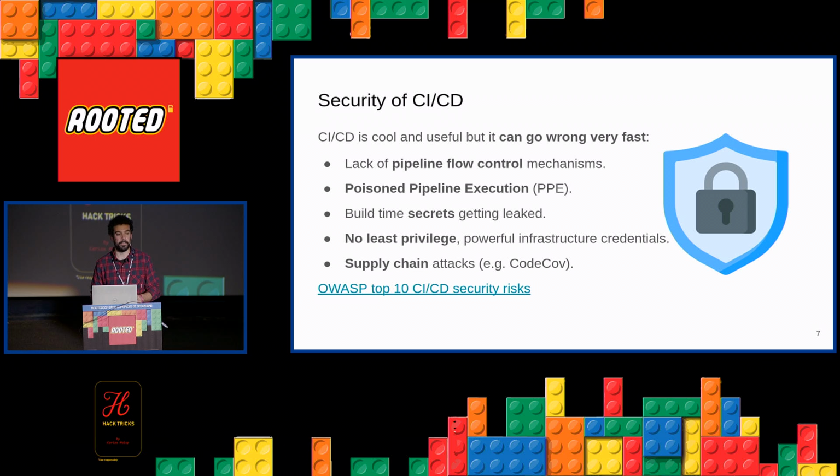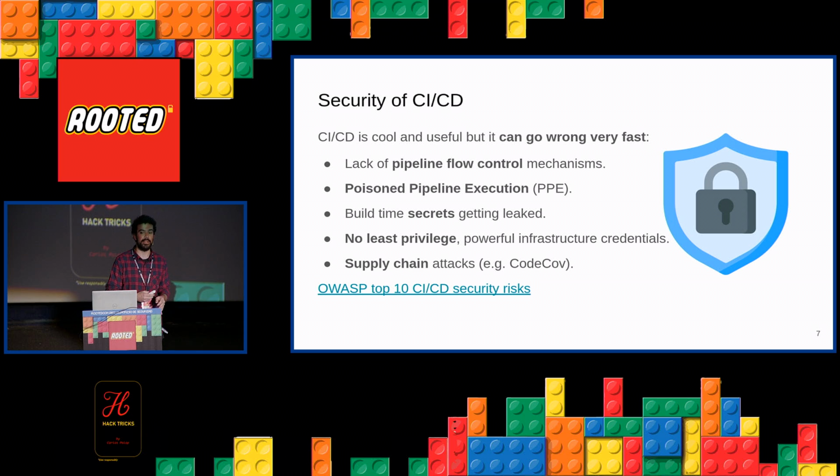CI/CD is super cool. Everyone's using it. It's super useful, makes life easy, but it also comes with a big disadvantage, and that's security. It's very tough to secure it, and it can go wrong very fast. Since we're giving it credentials to do things like deploying directly to production, it's very probable that you will end up in a situation where you have to give production credentials to the CI/CD pipeline.